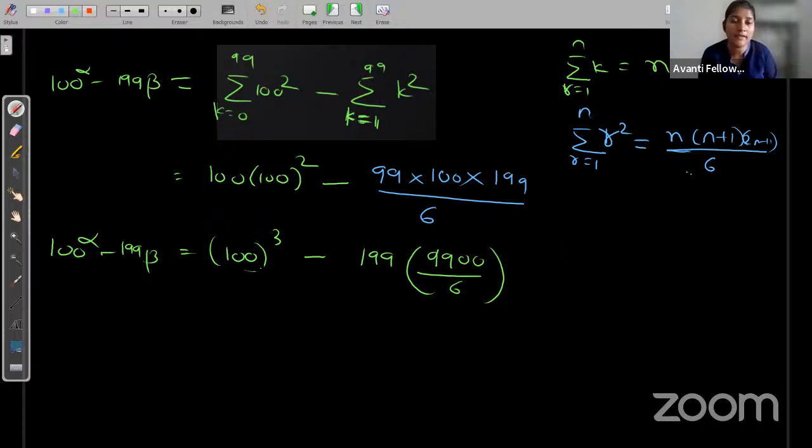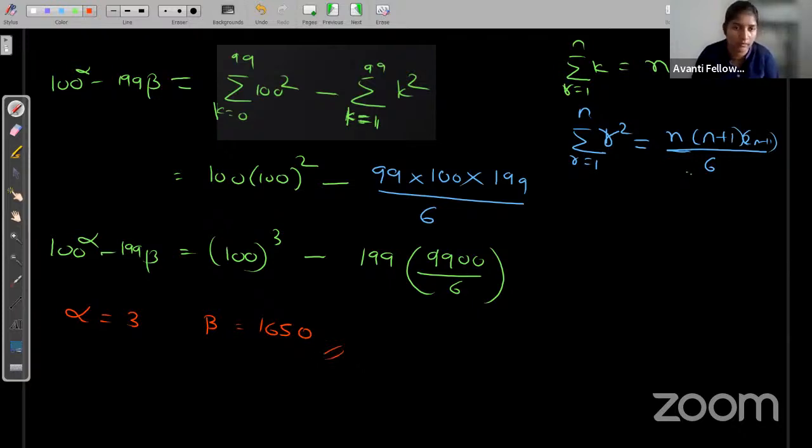So when you compare the first term, it is 100 to alpha, here 100 to 3. So alpha value will be equal to 3. Now compare the second term. Here it is minus 199 beta. Here it is minus 199 into this term, 9,900 divided by 6. Correct? So when you compare the terms, its value will be nothing but 1650. Fine.